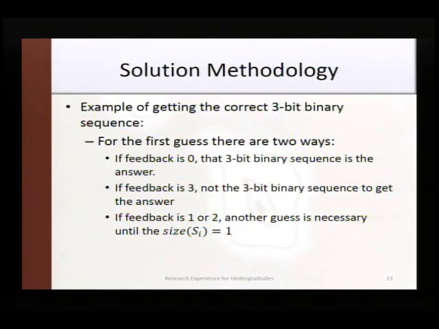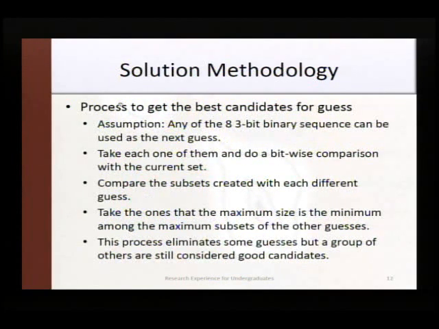So for the first guess, if I get the feedback 0, that's my answer. If it is 3, I just have to negate the 3-bit binary sequence. But if it is 1 or 2, I have to do another guess until the size of my set is 1. So, but how do I choose which guess is the best one? My first assumption is that any of the 8 3-bit binary sequences can be used as the next guess.